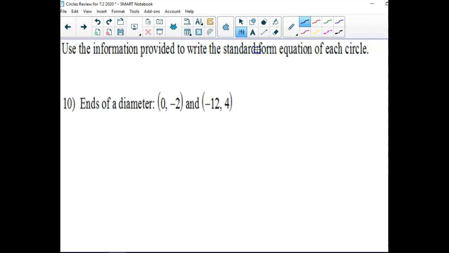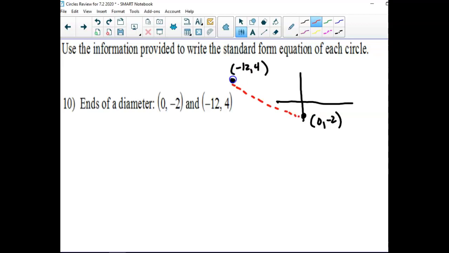Okay, this is the one I'm a little worried about because this is on the quiz. It's the only one I'm worried about because the rest I think you're going to knock out of the park. Over 0, down 2, and over 12 and up 4 somewhere over here. If this is the diameter, the center of the circle is somewhere at the midpoint.